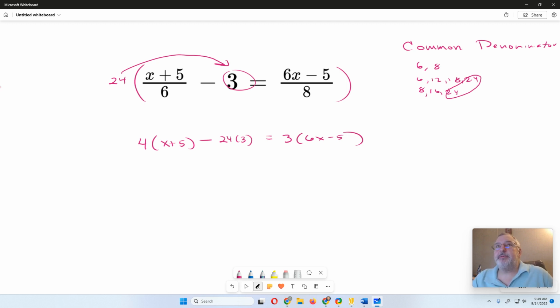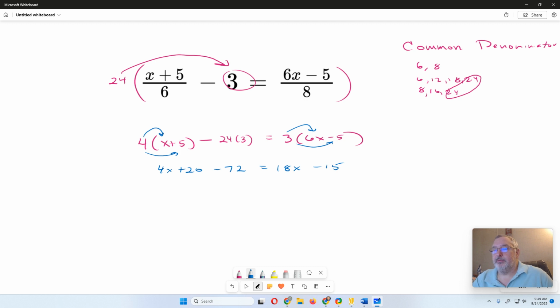And so now this becomes a multi-step equation with variables on both sides. We know how to do this from Algebra 1. So we distribute. That'd be 4x plus 20 minus 24 times 3, which is 72. 3 times 6x is 18x. And then 3 times 5 is 15.